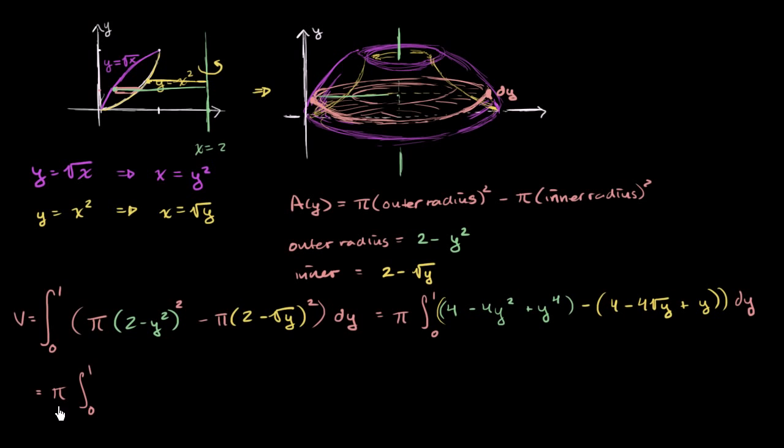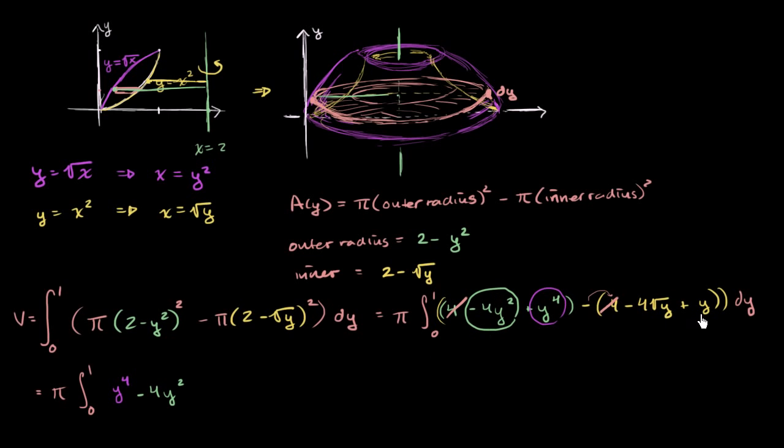And so this is going to be equal to pi times the definite integral from 0 to 1. And let's see if we can simplify this. We have a positive 4 here, but then when you distribute this negative, you're going to have a negative 4. So that cancels with that. And let's see, the highest degree term here is going to be our y to the fourth. So we have a y to the fourth. And so the next highest degree term right here is this negative 4y squared. So then you have negative 4y squared. That's that one right over there.